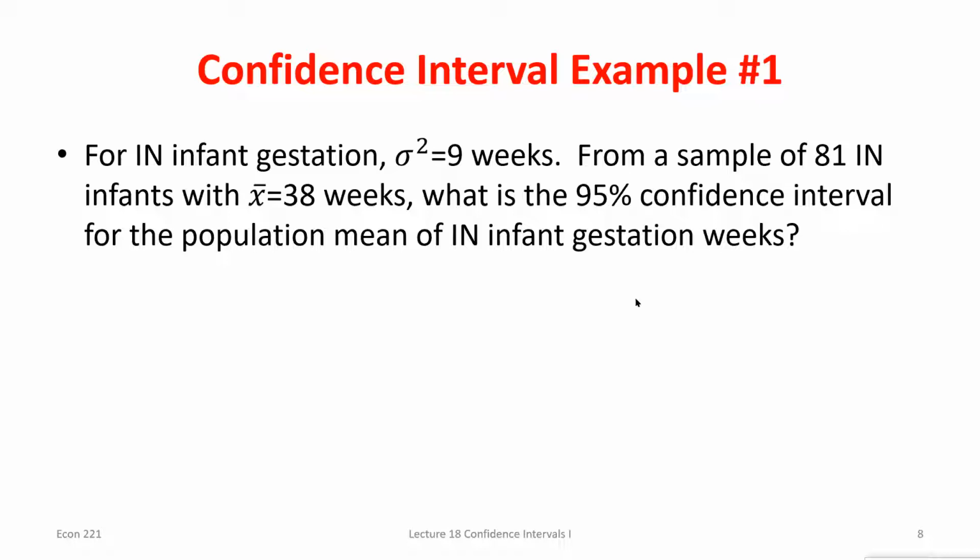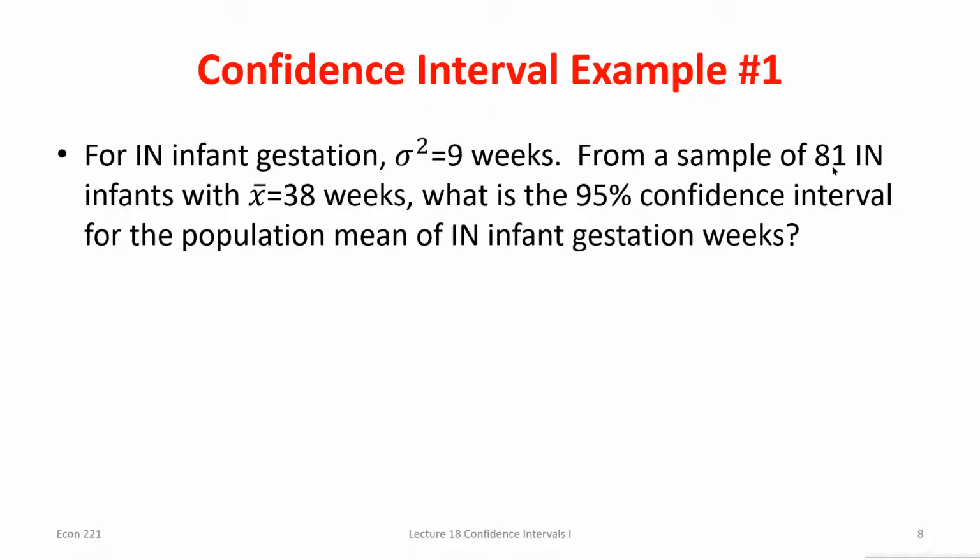So let's say we have this birth data that we were working with last week, and I've got the length of the pregnancy, the infant gestation, and somehow I know the population variance is 9 weeks. I can't see the population data, but somehow I know that throughout human history, from all the data that's ever been collected, the variance is about 9 weeks.